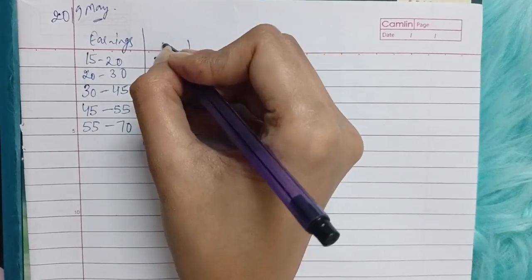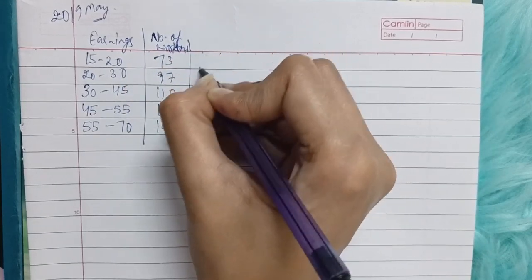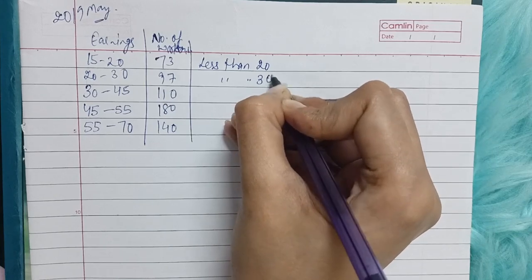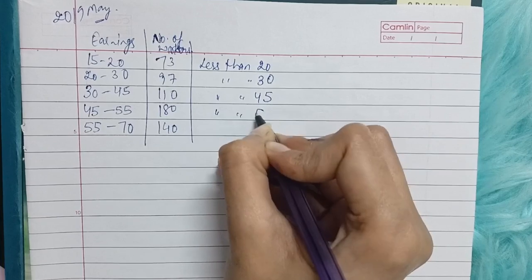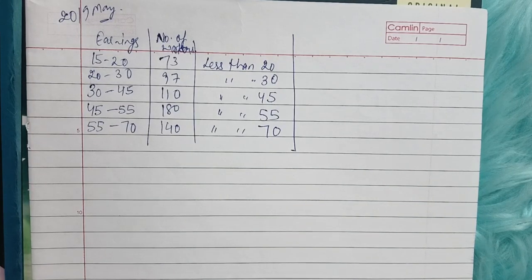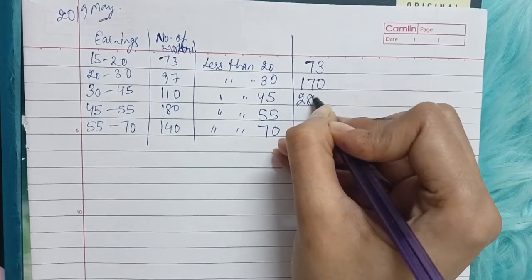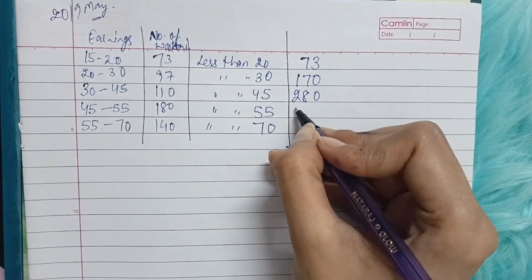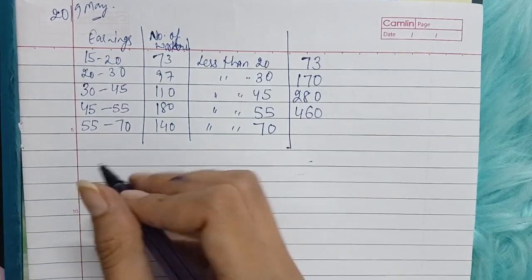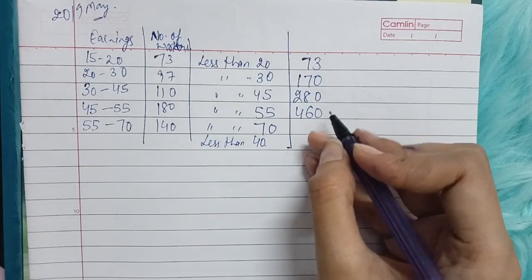So let me convert this into a less than series. So less than 20, less than 30, less than 45, less than 55, less than 70. Okay, and then when we have to convert them into less than, we have to add the values: 170, 280, 460 and 70, and we have to calculate for less than 40, right? So we can also write down here less than 40, so that we will get the answer simultaneously.